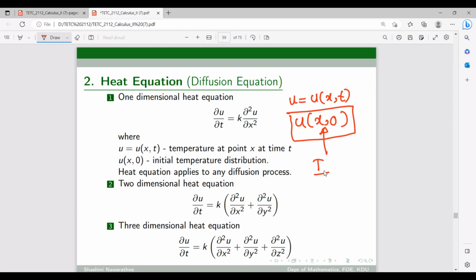Is it clear to everyone? I am asking a question. Is it clear to everyone? Yes or no? Yes, okay. So now we are going to discuss what this heat equation is, how to obtain the heat equation and how to solve it. Those are the things that we are going to discuss next.